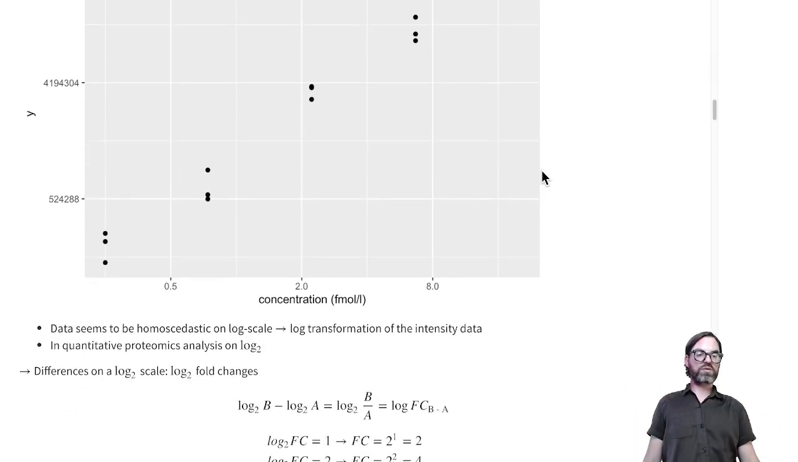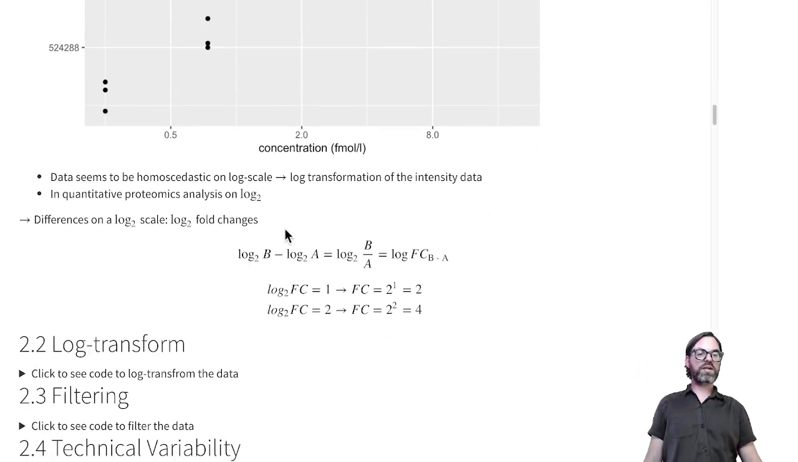Another advantage of a log scale is that we typically look at differences between two conditions, spike-in conditions, for example. If you look at the differences between two conditions on a log scale, this is nothing else than the log-transformed fold change, the log-transformed ratio between the two measures that we differ. If we use a log2 transformation, a log2 fold change of 1, so a difference on the log scale of 1, is nothing else than an actual fold change of 2, a doubling.